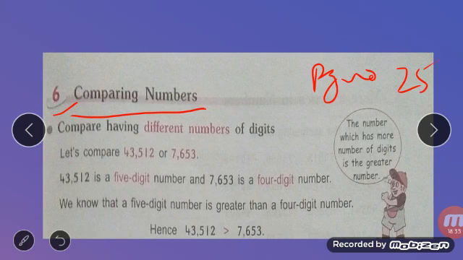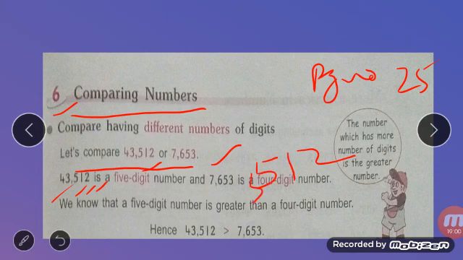Now let's see how we can compare numbers. We have to compare 2 numbers. The numbers are 43512 or 7653. The first is a 5-digit number. See how many digits there are: 1, 2, 3, 4, 5 digits. 2 is the first digit, 1 is the second digit, 5 is the third digit, 3 is the fourth digit, and 4 is the fifth digit. That's why it is called a 5-digit number.